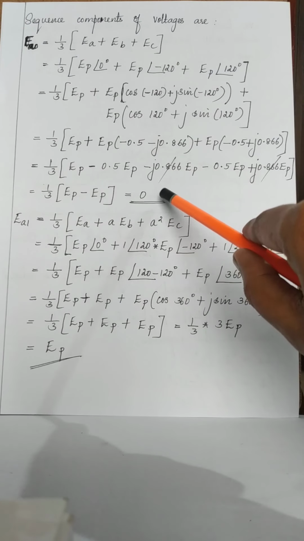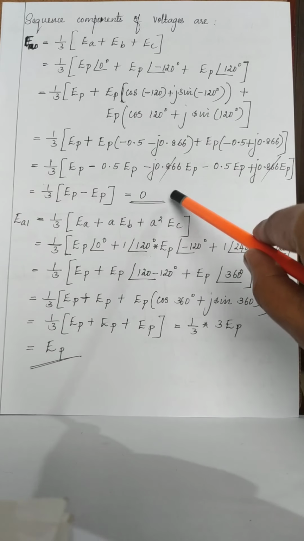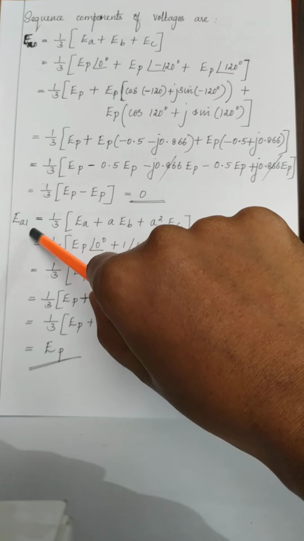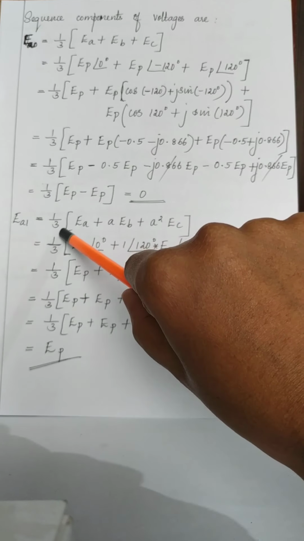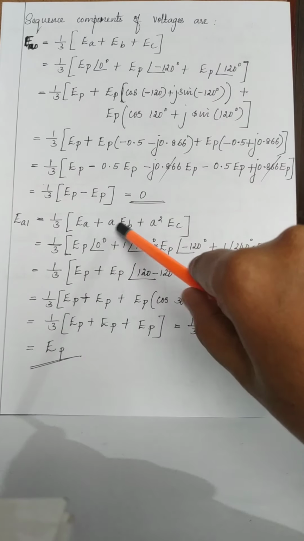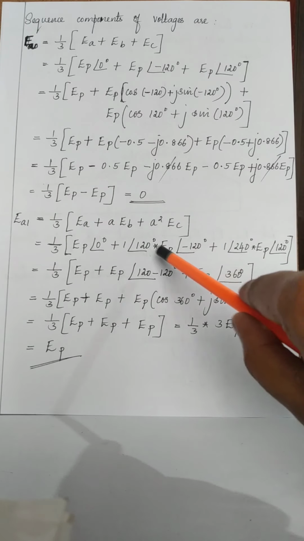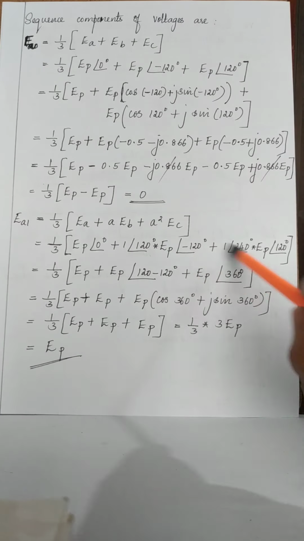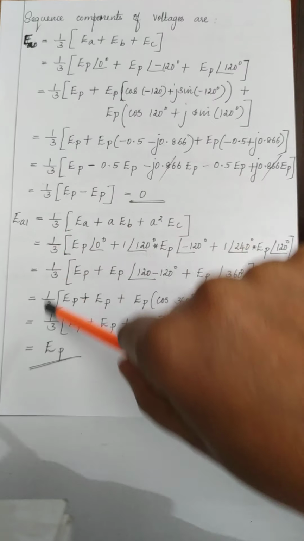So what do you infer from here? The zero sequence component of the induced EMF is 0 in the case of a symmetrical circuit generator, alternator. The positive sequence EMF, EA1, is equal to 1 by 3 into EA plus aEB plus a square EC. What is a? 1 angle 120. What is a square? 1 angle 240. Substitute for a, EB, EC, write it in rectangular form and get the answer for EA1.